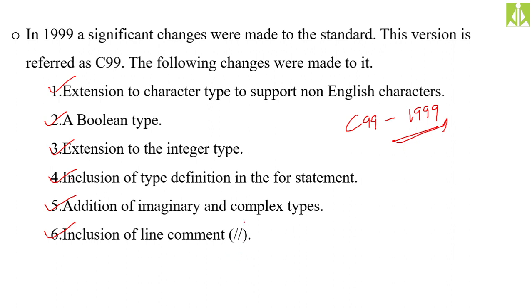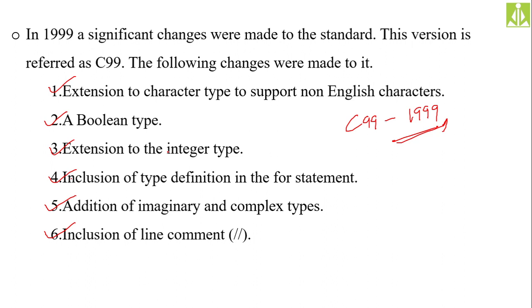Previously these sort of things were not there in C85. They have added all these things to C85, and they called that new C as C99. It was done in the year 1999. So this is the final version.